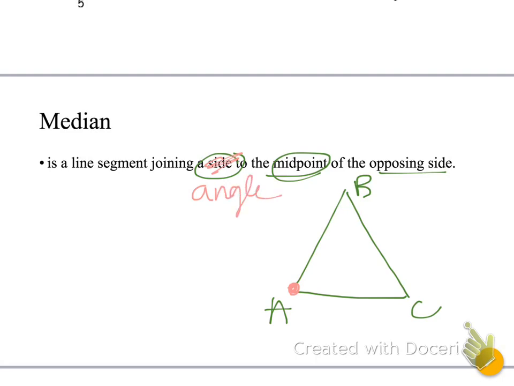So I'm going from an angle to its opposing side, and it should be the midpoint. Well, if it's the midpoint, that means the left side and right side should be congruent, so we need to mark it. So anytime I hear median, I always think middle, because it's going to sit in the middle of the other side. So all of these are going to come off of an angle most likely and shoot off to their opposing side. There's going to be a couple of them that are going to be a little weird.